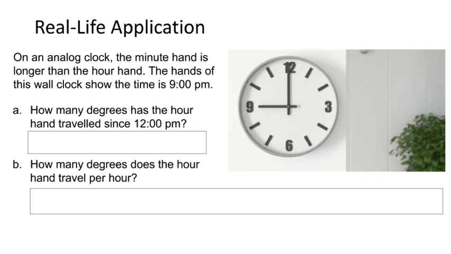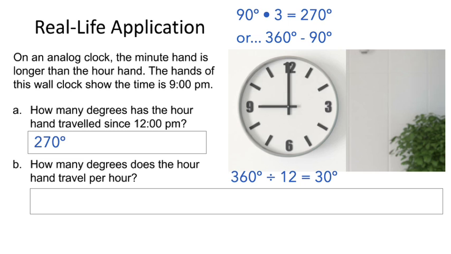So I'm picturing 90-degree segments. I'm picturing the hour hand rotating around 3 90-degree rotations, and that would be 270 degrees. I also could have realized it's 360 degrees around the whole rotation, but we can subtract 90 off, so either way we get 270 degrees. Next question, how many degrees does the hour hand travel per hour? So per hour, you've got your 360, and you want to divide that by 12, giving us 30 degrees.